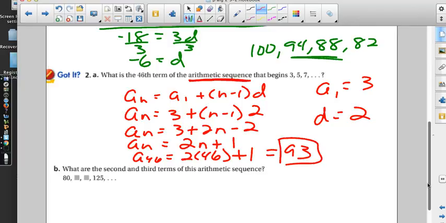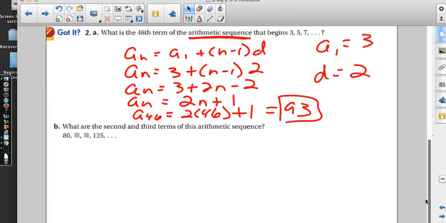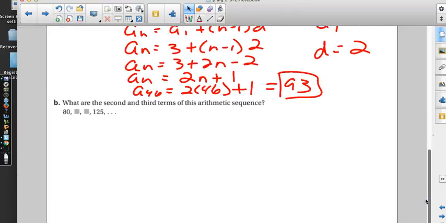Two times 46, 92. 92 plus 1 is 93. Okay, looks good. Well, B has something missing. And we know that's how this always works anyway. We start off with a formula, we start off with a perfect case. We'll always give you a sub 1 and we'll always give you d. Then they start taking stuff away.